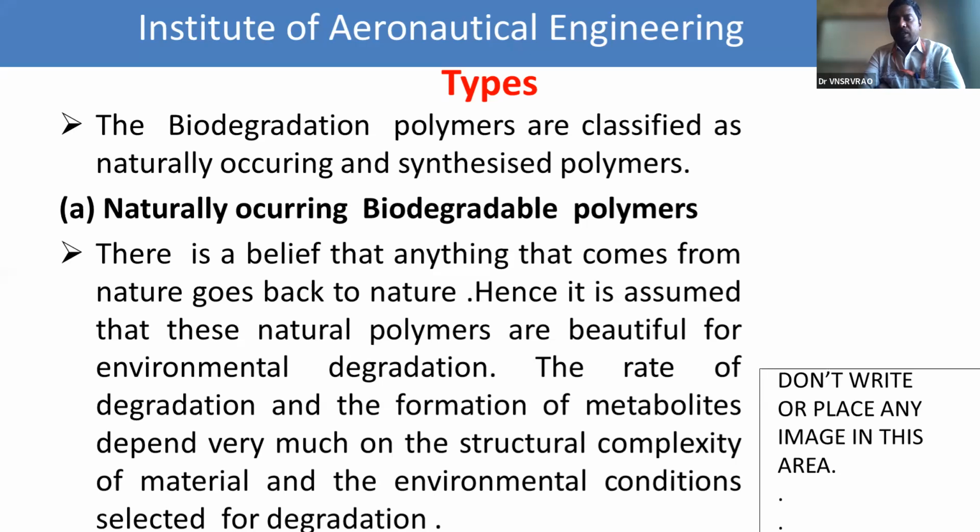The rate of degradation and the formation of metabolites depend very much on the structural complexity of the material and the environmental conditions selected for the degradation. That means the degradation of any substance depends upon its structure, especially the functional groups present in that particular substance, and we know which functional groups react with another substance.